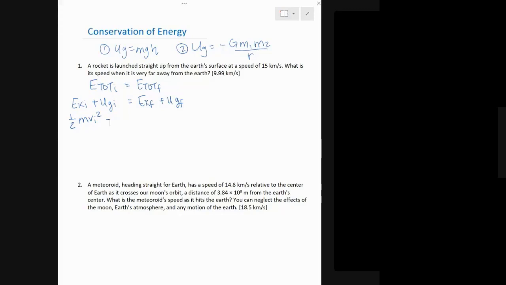Okay, so for the UGI, a very common mistake is that people forget to put in the negative. So make sure you're putting the negative sign in. Negative G M1 M2 over R, initial, equals EK final, which is 1/2 M V final squared, and then plus UG final, again, negative G M1 M2 over R final. Okay, so out of all of these, is there anything we can cross off because something is 0?